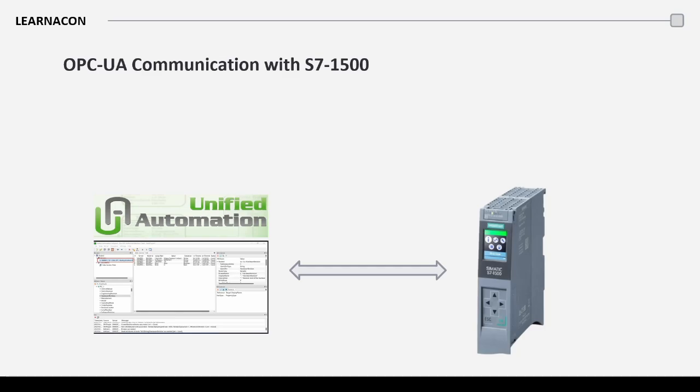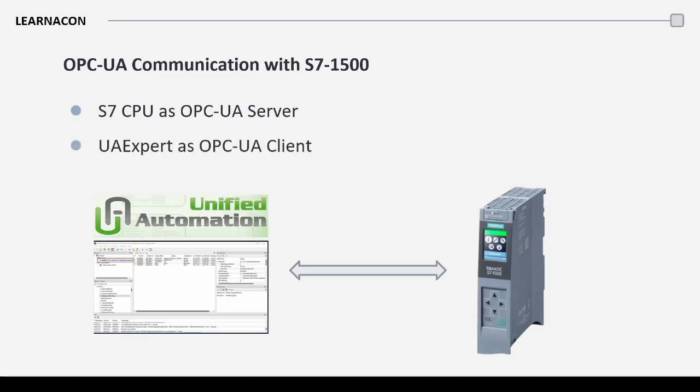In this video, I'm going to walk you through step-by-step configuration of OPC-UA communication with S7-1500. In this scenario, we have the S7 CPU as the OPC-UA server, and for the OPC-UA client, I'm going to use UAExpert from Unified Automation. It's free-of-charge software that you can easily download and install.